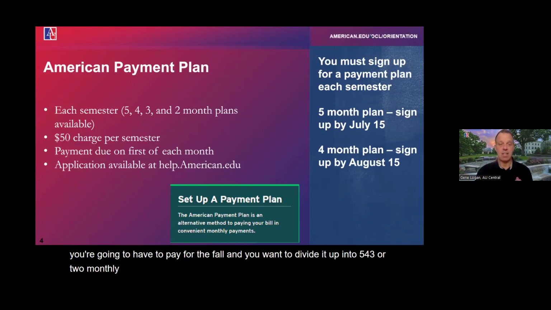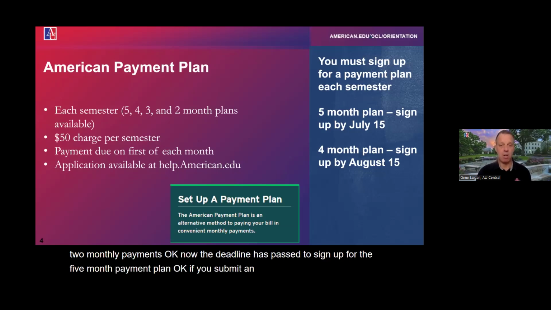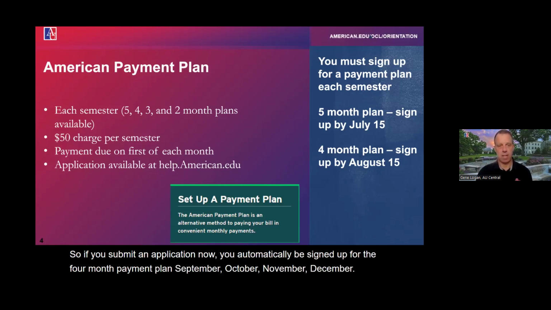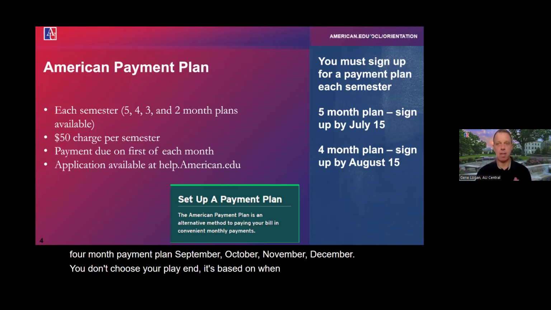Okay. Now the deadline has passed to sign up for the 5-month payment plan. Okay. If you submit an application now, between now and August 15th, you will be set up for the 4-month payment plan with the first payment starting September 1st. Right? And that's fine, right? So that's it. So if you submit an application now, you automatically be signed up for the 4-month payment plan, September, October, November, December. You don't choose your plan. It's based on when you submit the application.